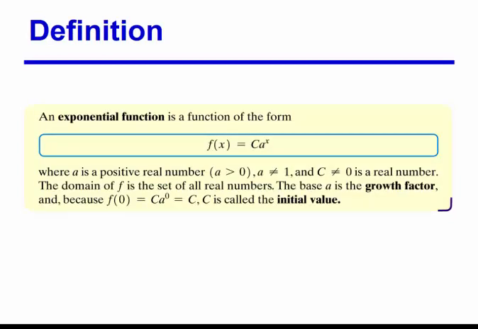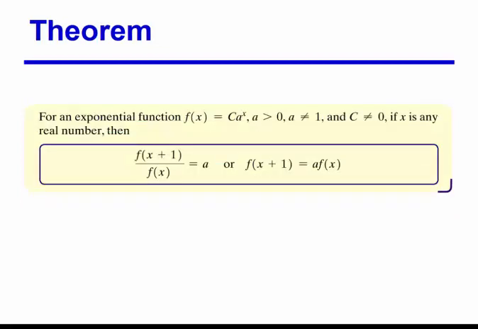And so an exponential function is a function of the form f of x is equal to c times a raised to the x power, where a is a positive real number, a does not equal 1, and c does not equal 0 is also a real number. The domain of the function is the set of all real numbers. The base a is the growth factor, and because f of 0 is equal to c times a to the 0 power, which is equal to c, c is called the initial value of the function.